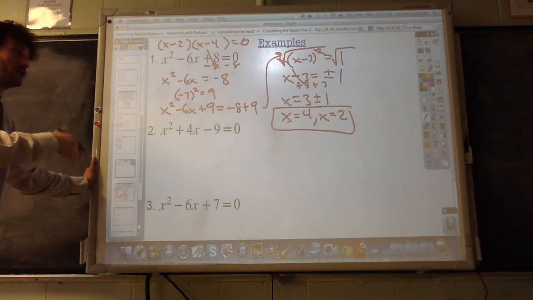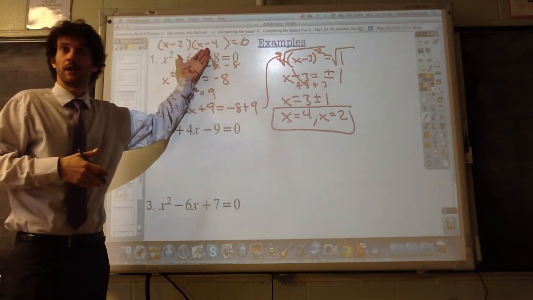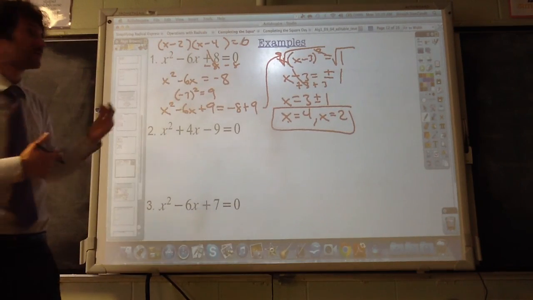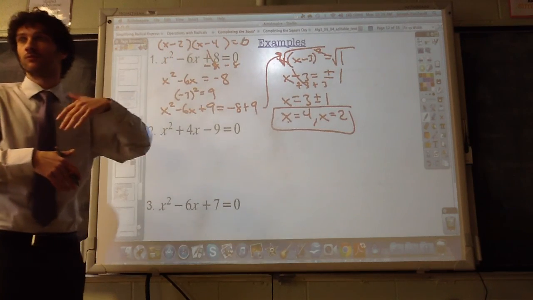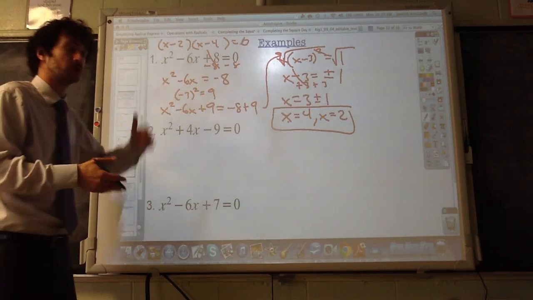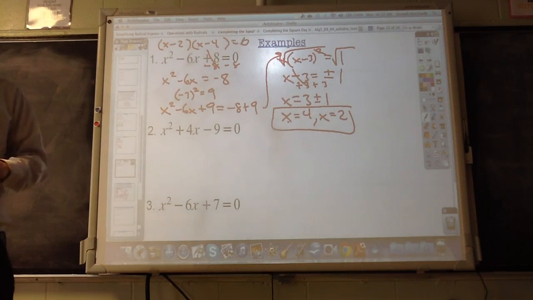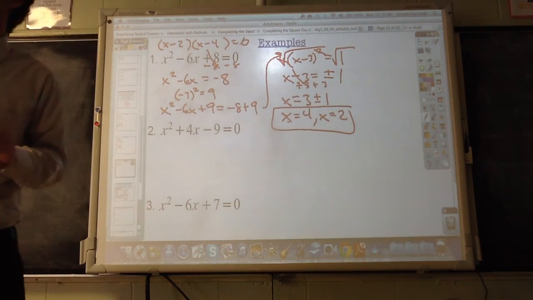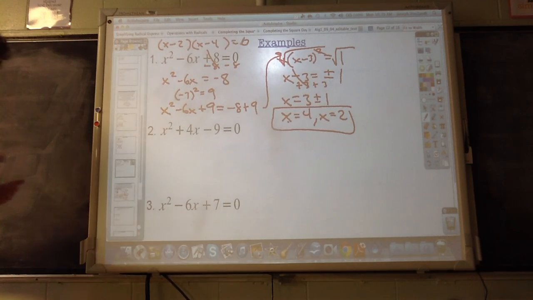Factoring doesn't work all the time. If I have one of those really ugly answers, I can't do it this way, so I can't rely too heavily on that. The quadratic formula does work all the time. So does completing the square. But there are advantages to both of them, so you need to know how to do both. That's a good question, that's right.